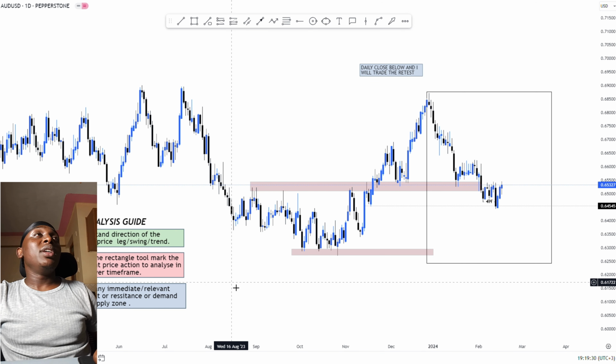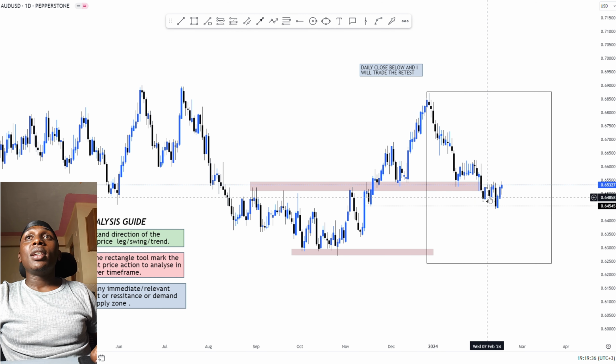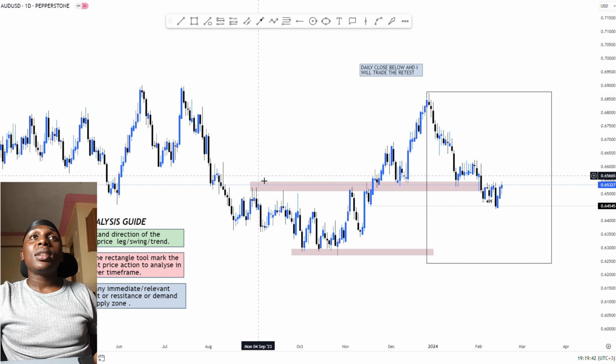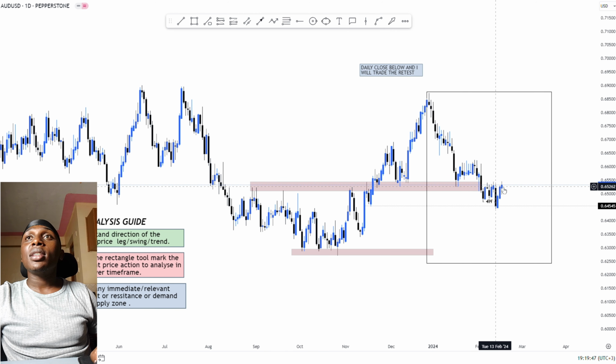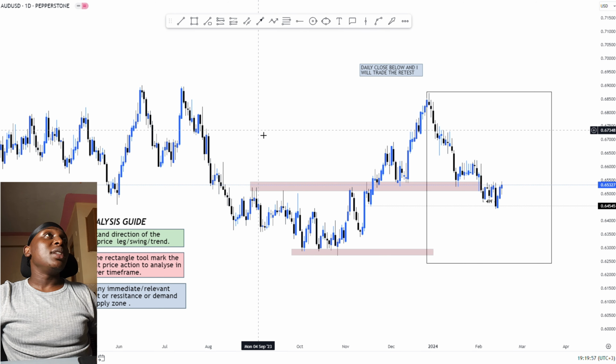Looking at AUDUSD on the daily time frame, we can see that price is recently in a downtrend, and we mark this price leg. After that, we look at this support which was once resistance, and recently in the daily time frame it has been broken. The next thing we have is a nice resistance zone right here. So that's it for AUDUSD on the daily time frame. Let's go to the 4-hour time frame.